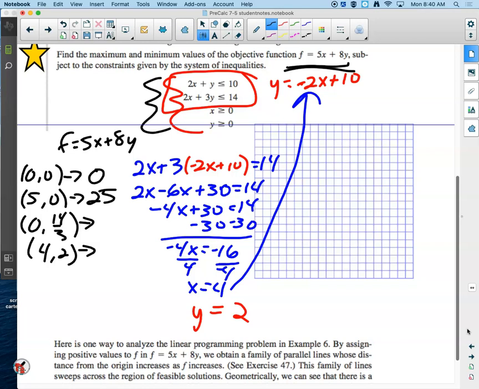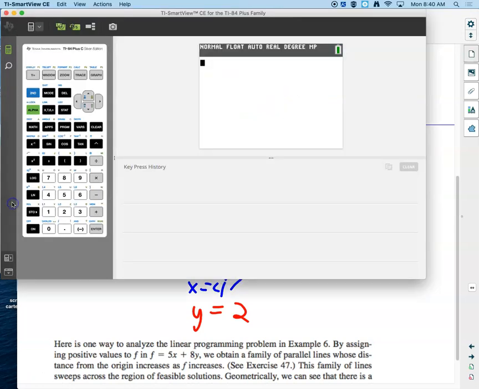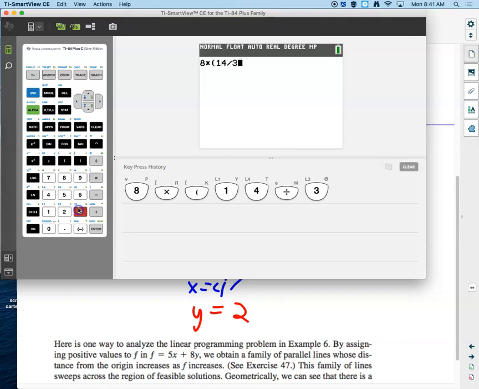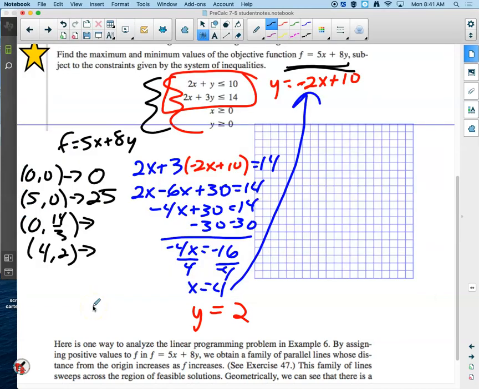So 14 thirds times 8, and it is a word problem, so if you want to do decimals with your calculator, you could do that. 37.3 repeating. And then with the 4, 2, 5 times 4 is 20, 8 times 2 is 16. That's going to give us 36. And now we just need to sum this up.